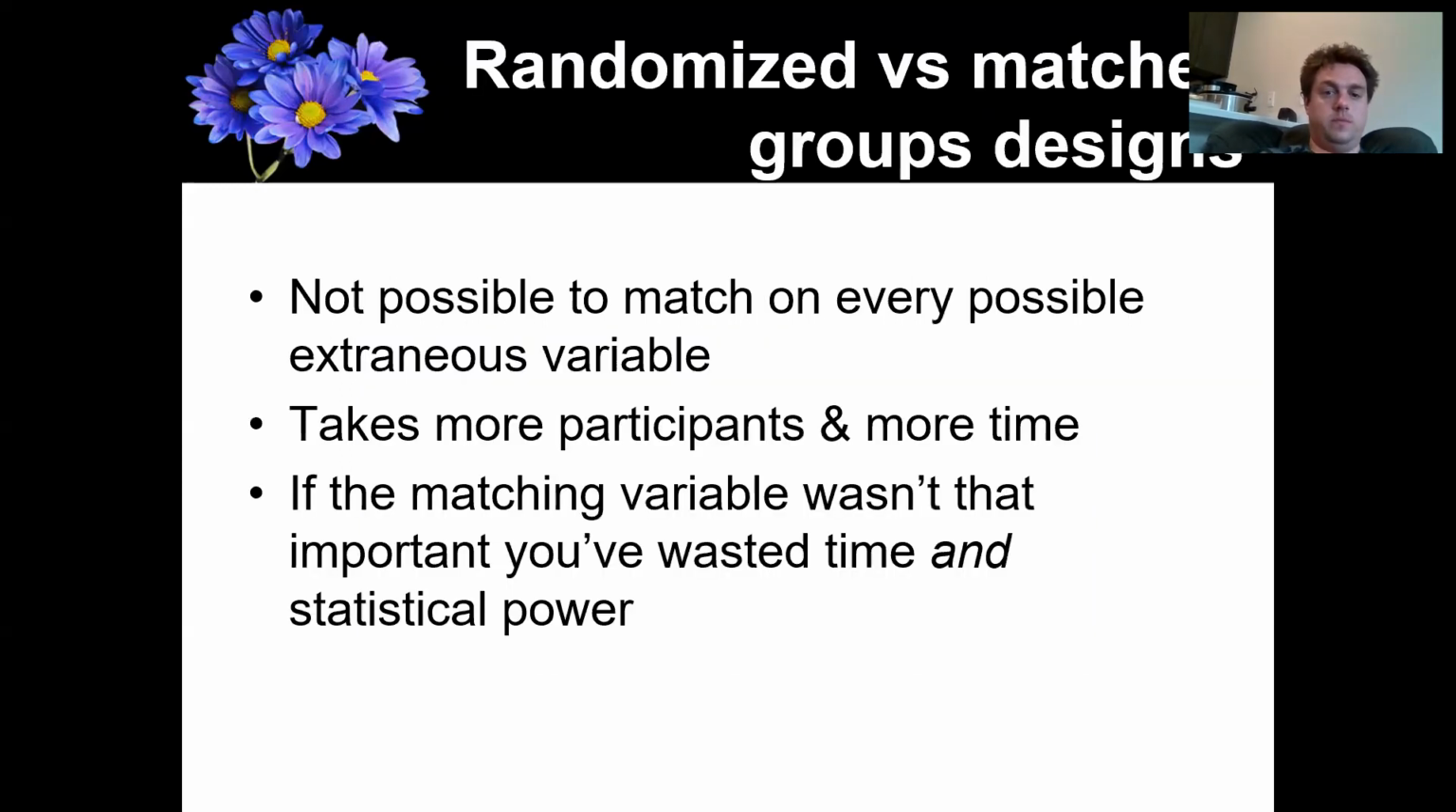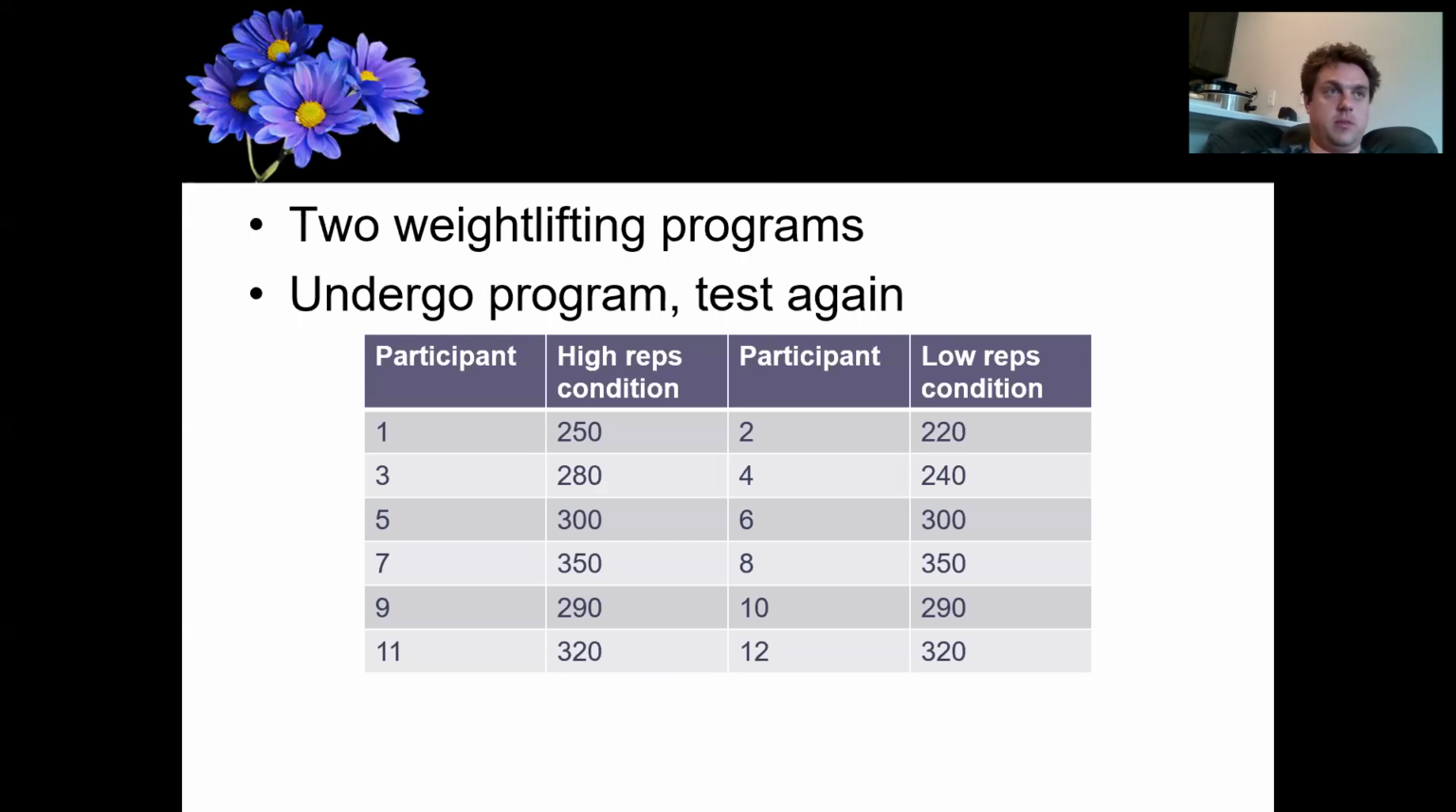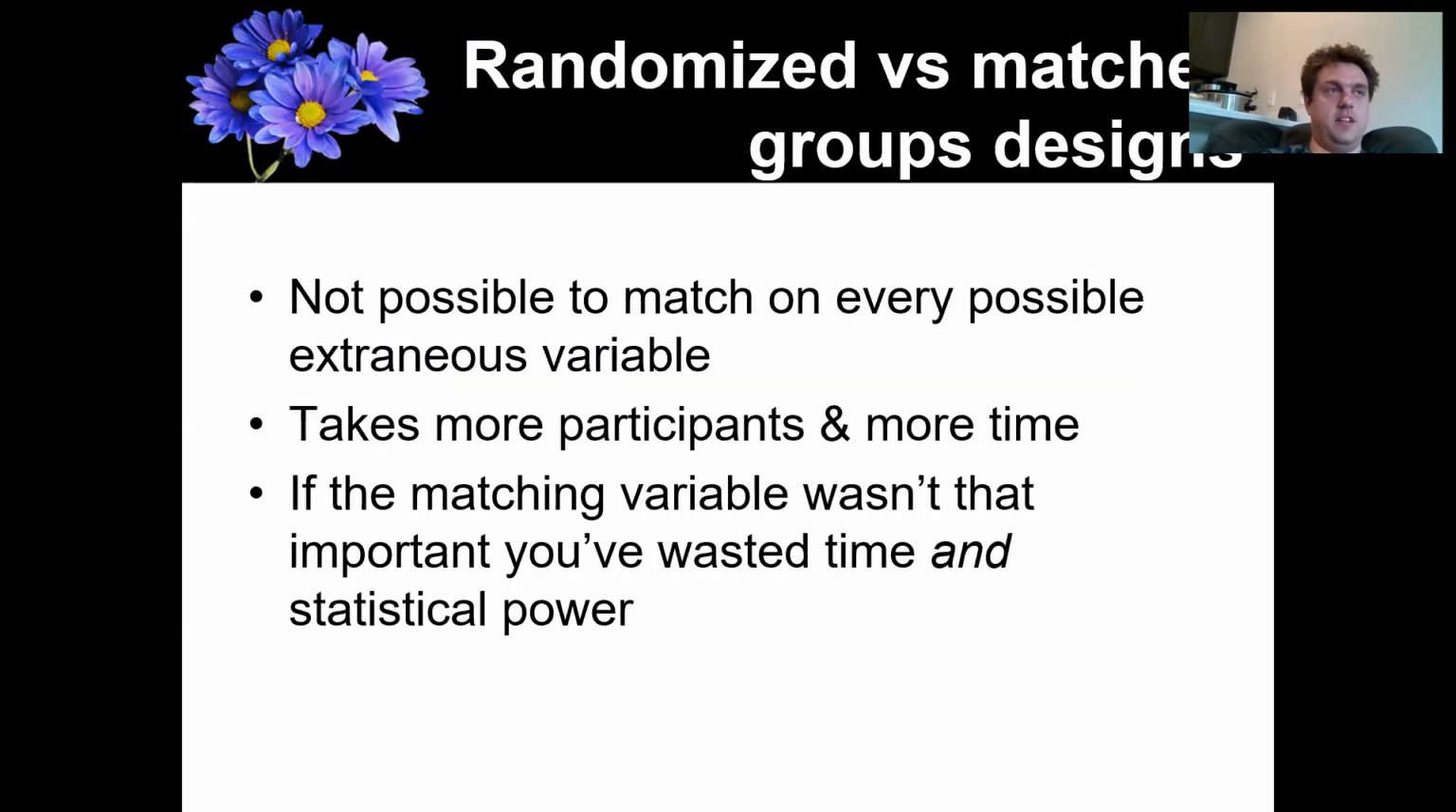All right. So we've talked about the advantage of a match design, but honestly, maybe it's just my field, it's not really used that much. Because there are, of course, disadvantages to it. One reason it's disadvantageous is that it's not really possible to match people on every possible extraneous variable.